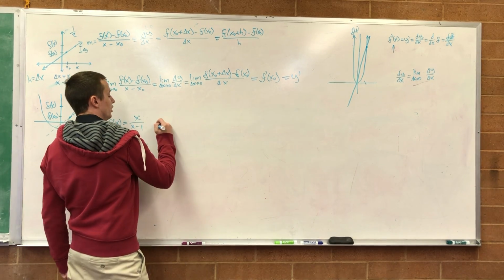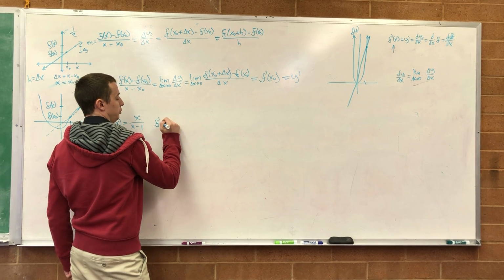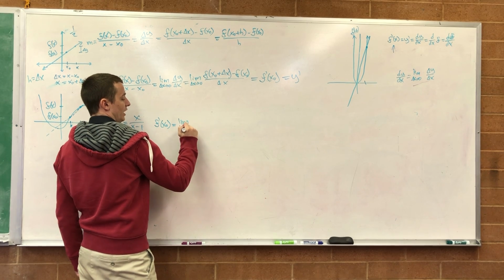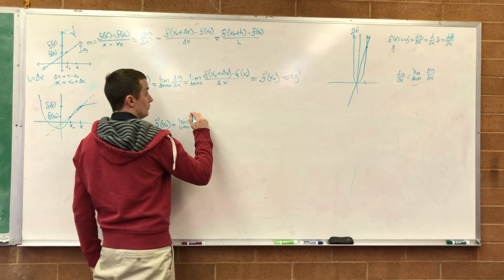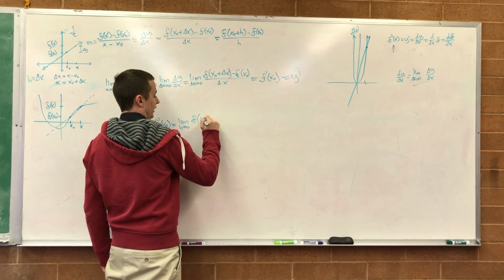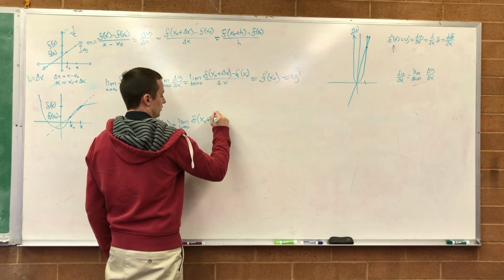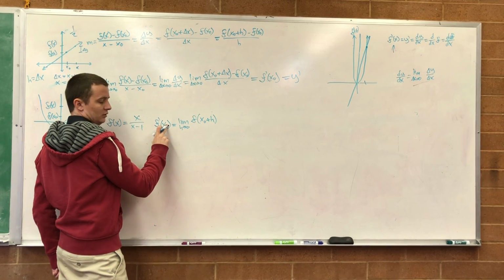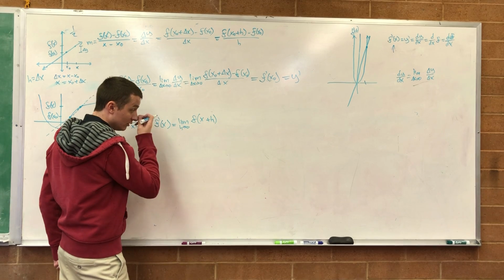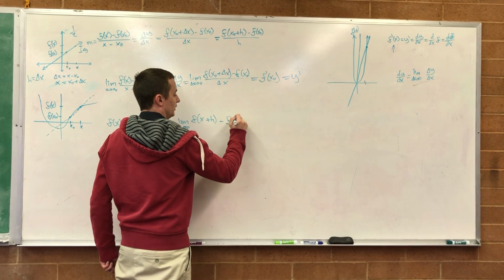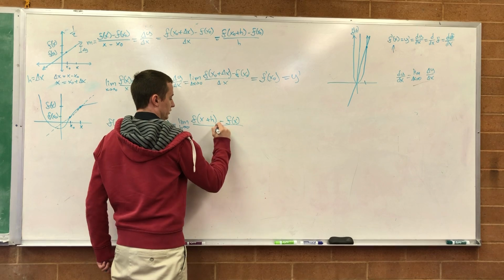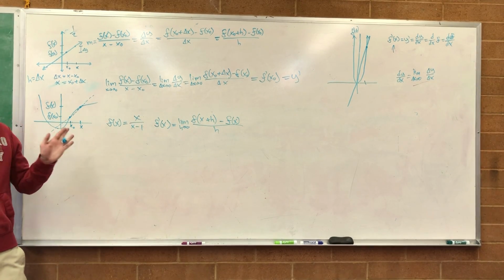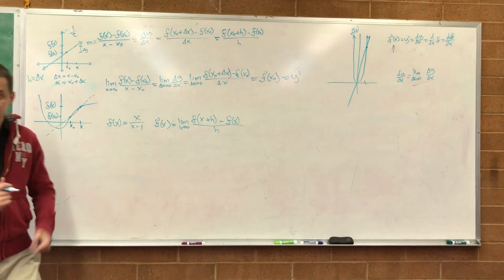So let's see. The derivative of this function at some point x naught is equal to the limit as h approaches 0 of f of x naught plus h, he just uses x, minus f of x all over h. With me so far? So far, just picking the notation that we're going to use. Now we'll actually plug in.